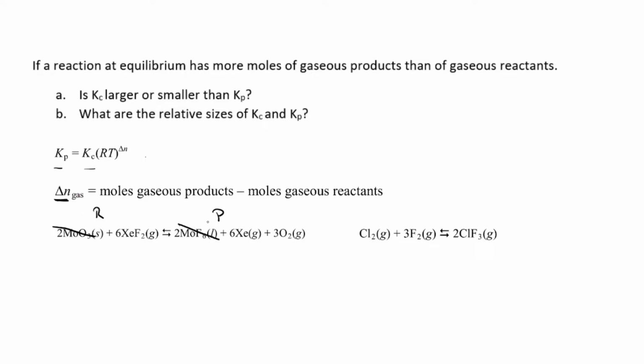So for the product side, which is going to be first, you're going to have 6 plus 3. So you have 9 moles of gas coming from the product side. Then you're going to subtract the 6 moles of gas from the reactant side, giving you 3 moles of gas. That's the change. So since the products are larger than the reactants, this gives us a positive integer.